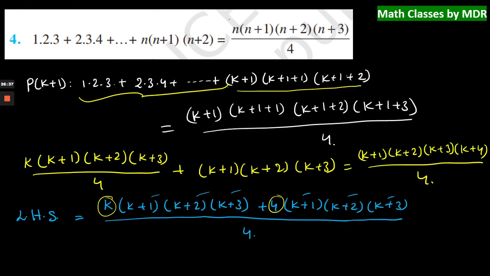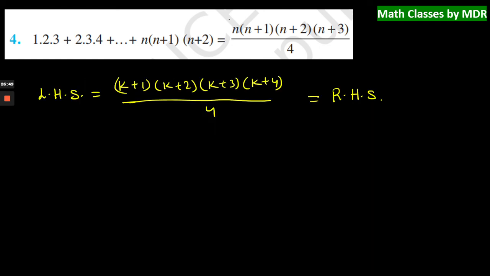So I hope you got it. Now we have proved that P of k plus 1 is true when P of k is true. So from the principle of mathematical induction, we can say that P of n is true, right?